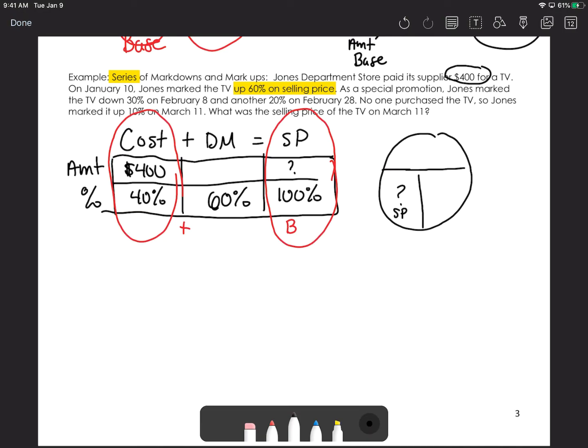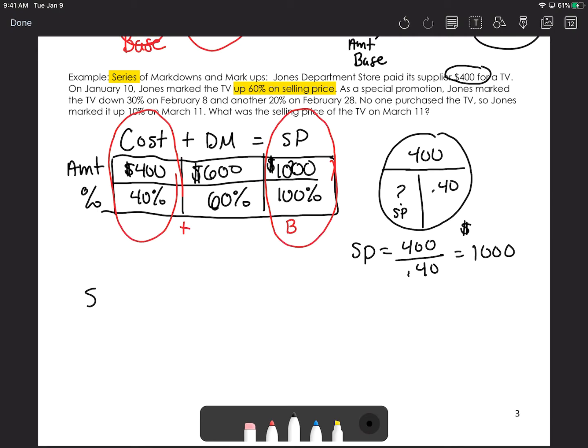Then the other two values that we know are 400, and the rate always goes down here, and I put it down as a decimal. So the selling price is going to be whatever I get when I take 400 divided by 0.40. And that's going to give me, when I do that on my calculator, $1,000. So the company bought the TV for $400, marked it up $600, which is 60%, and now is selling it for $1,000.